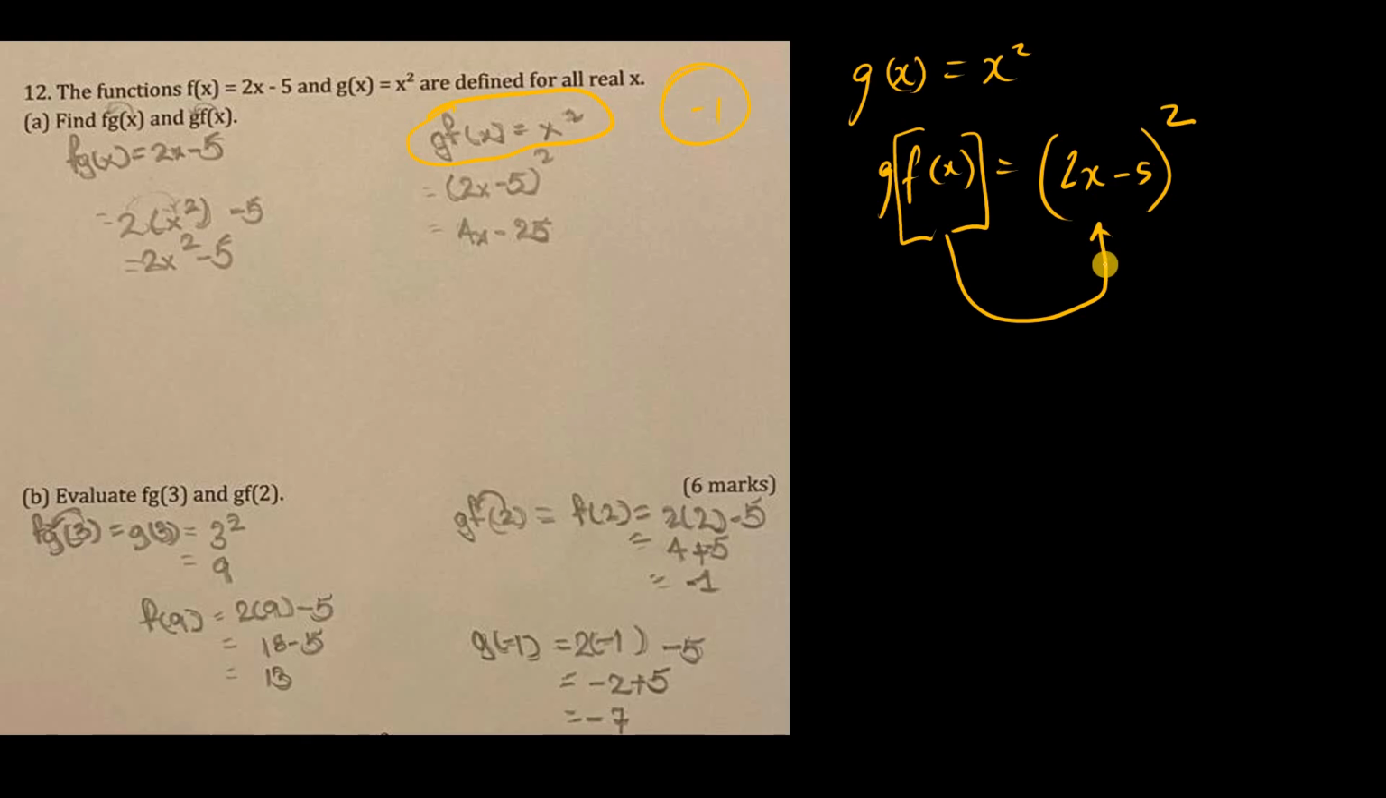And when you have this, you can't just square the two terms like that. It would not be correct to square just the 2x and then square the 5. So this part is also wrong. While this is correct, this part is wrong.